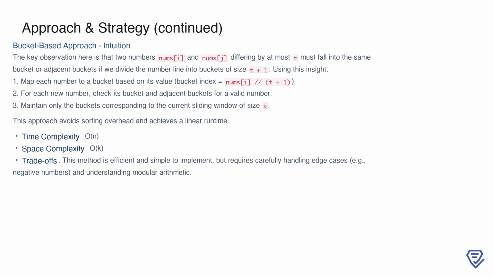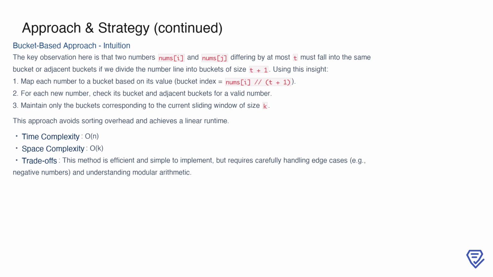The insight here is that if two numbers differ by at most t, they must either fall into the same bucket or adjacent buckets when the number line is divided into buckets of size t plus 1. To implement this, we assign each number to a bucket based on its value, where the bucket index is calculated as nums[i] // (t + 1). For each new number, we first check its own bucket and the two adjacent buckets for any number that satisfies the condition.